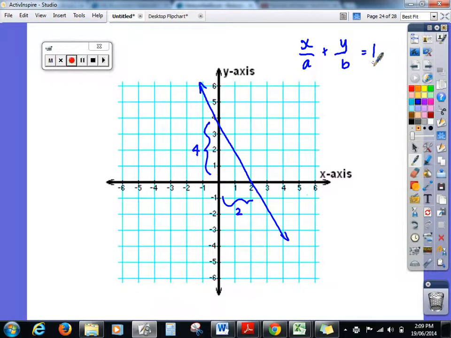So that becomes x on 2 plus y on 4 equals 1. And then you simply multiply through by a lowest common multiple, which in this case is 8. So you get 4x plus 2y equals 8. And you normally have to set this into general form, so it's 4x plus 2y minus 8 equals 0.